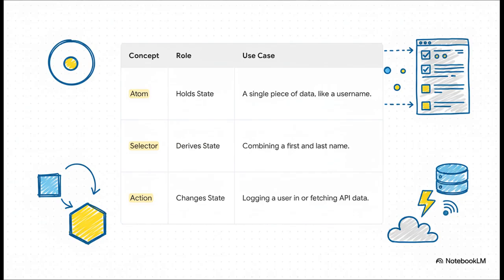So let's just boil it all down one last time. It's really three core ideas. The atom is your single source of truth. It holds the state. The selector computes new derived state from those atoms. And the action is your structured, clean way to handle complex changes to that state, especially when async stuff is involved.